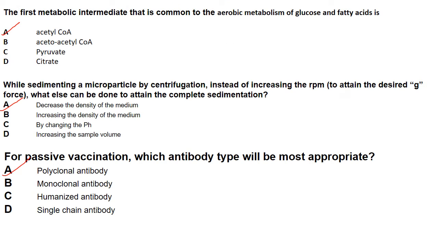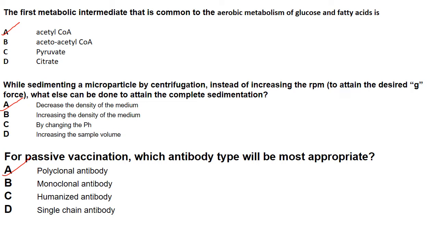Then next one. The first metabolic intermediate that is common to the aerobic metabolism of glucose and fatty acid is... So the common metabolic intermediate is acetyl-CoA.